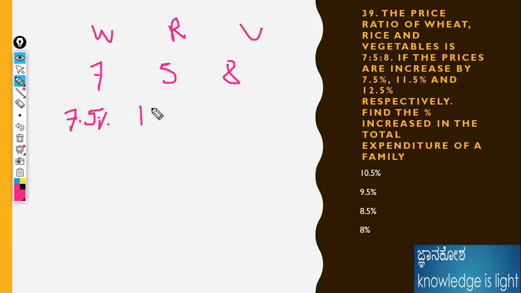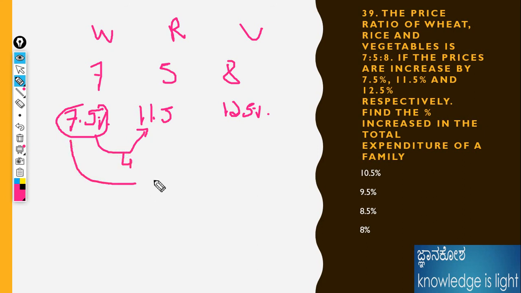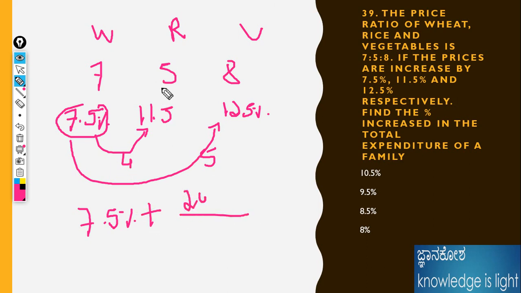The percentages are 7.5%, 11.5%, and one more is 12.5%. What is the minimum percentage? Take the difference from 7.5 to 11.5. This is a difference of 4. And the difference from here is 5. Understand? Just take 7.5 as the base and add. Already I took 5 for the 20. 8 times 5 is 40, as well as 7 plus 5 is 12, and that is 20.